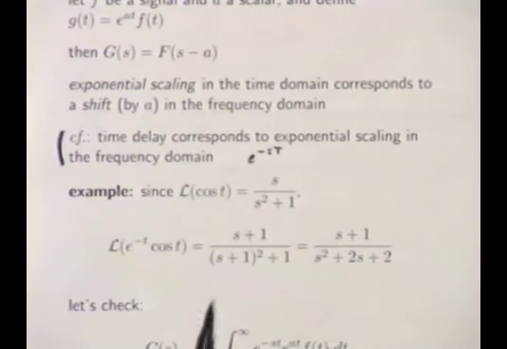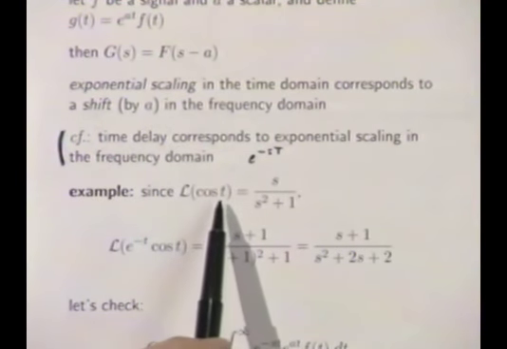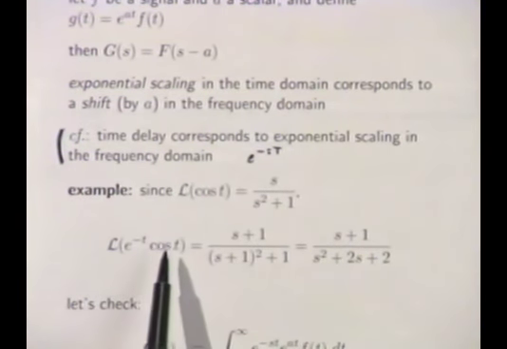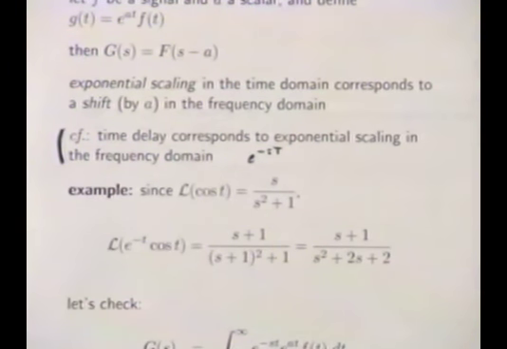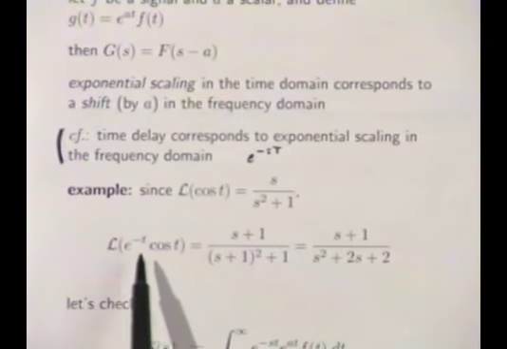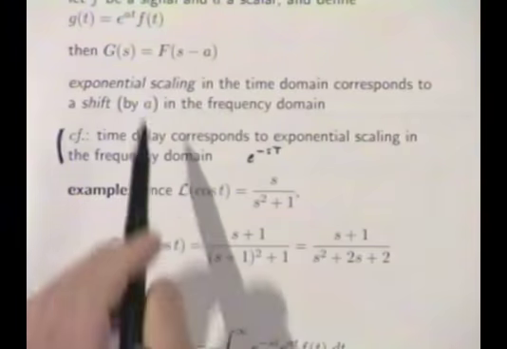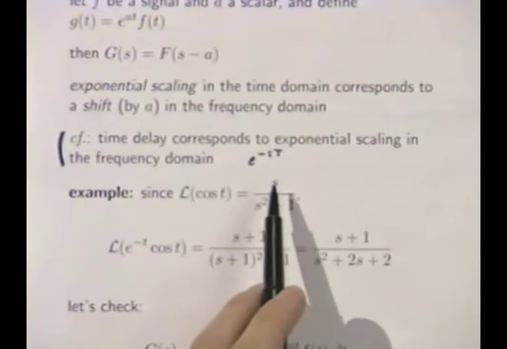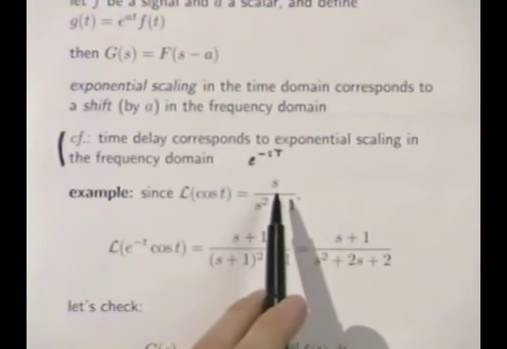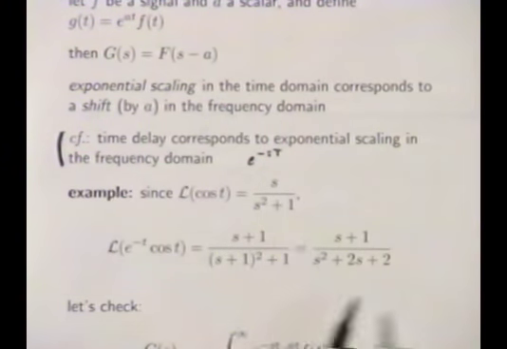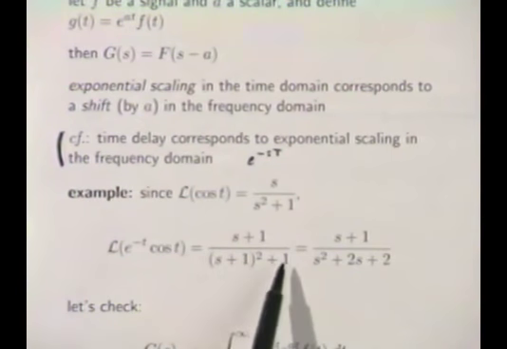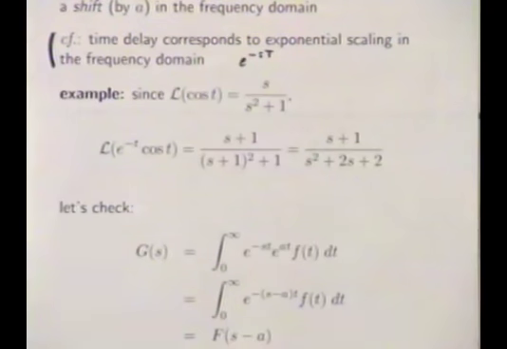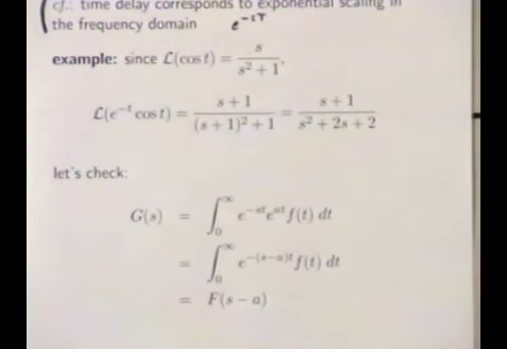As an example here, if you know the Laplace transform of cosine t, which we figured out is s over s squared plus 1, the Laplace transform of e to the minus t cosine t, which is a damped cosine, is simple. This is exponential scaling with a equals minus 1. I just plug in, instead of s everywhere, s minus a, which in this case is s plus 1, and I get s plus 1 over s plus 1 squared plus 1. And you can check, of course, by just directly integrating this result. This is easy. There's a question?